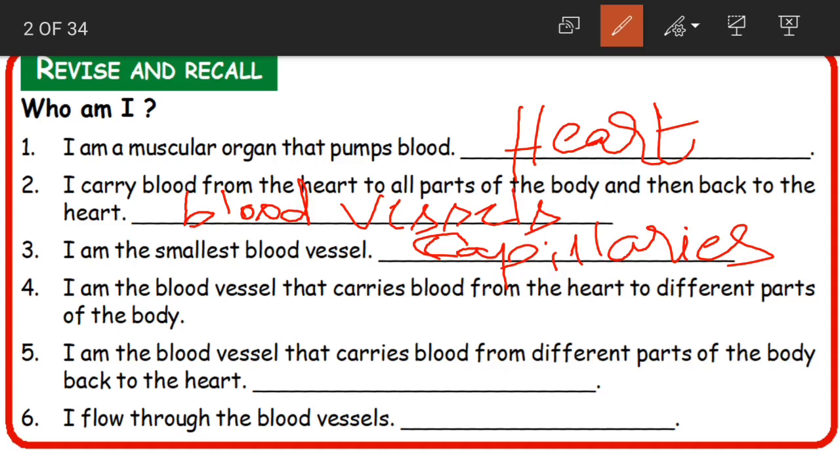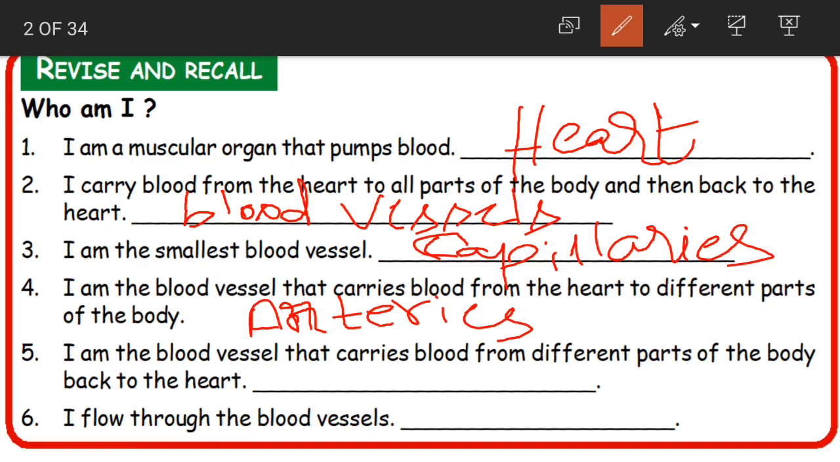The fourth one, I am the blood vessel that carries blood from the heart to different parts of the body. It is arteries. Arteries.